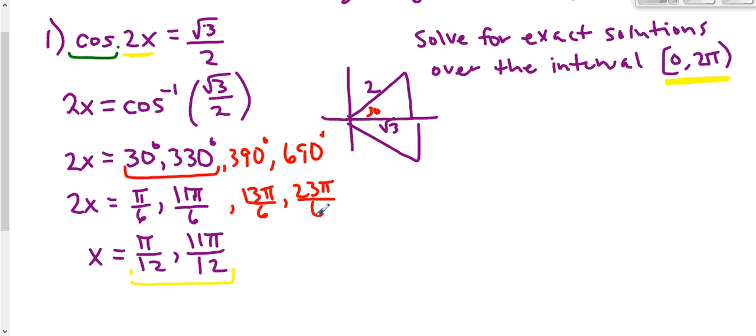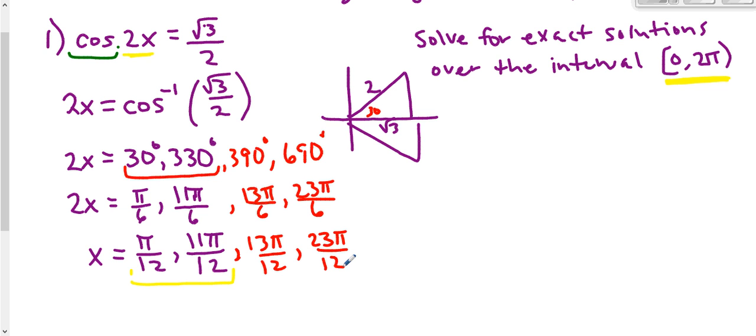And then when we divide those by 2, we have 13 pi over 12 and 23 pi over 12. Do you see how that is still within the range of 0 to 2 pi? If you think of 23 over 12, it's slightly less than 24 over 12, so it's definitely less than 2.